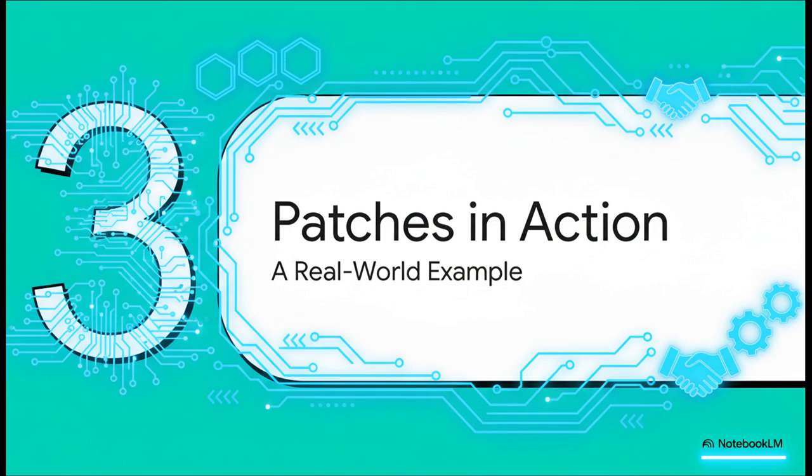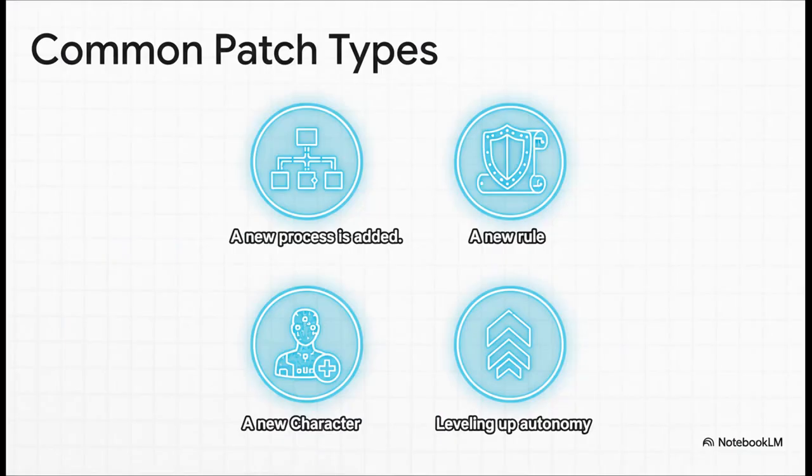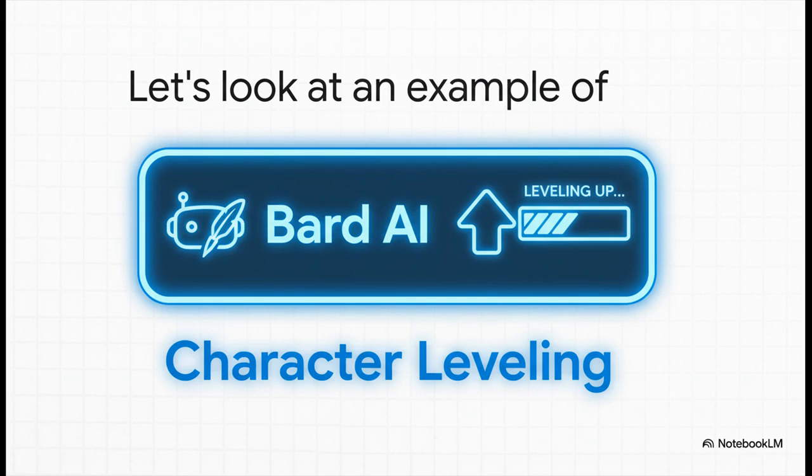Now, theory is great and all, but let's make this feel real. Let's walk through an actual example of a patch, one that not only makes the process better, but also builds that crucial foundation of trust with one of your AI agents. And you can use patches for so many things. I mean, you could use one to map out a new way to handle customer service emails. You could add a new rule about budget approvals. You could even spin up an entirely new AI character. But honestly, one of the most powerful uses is leveling up a character's autonomy as they earn your trust. So yeah, let's zoom in on that idea of leveling up. Let's imagine you have a character called the Bard, an AI that's in charge of your content and your social media. Let's see how its role can evolve over time.